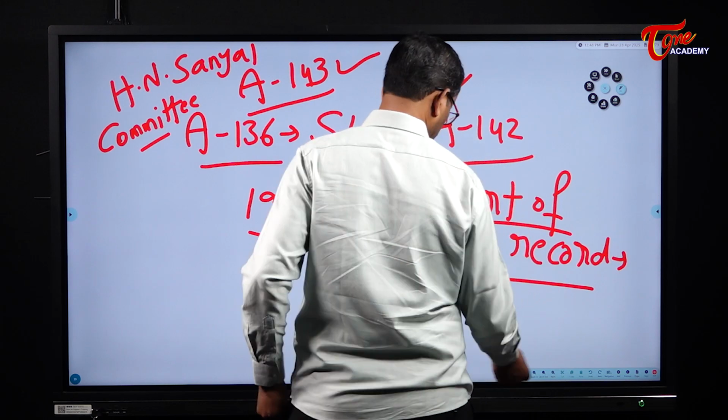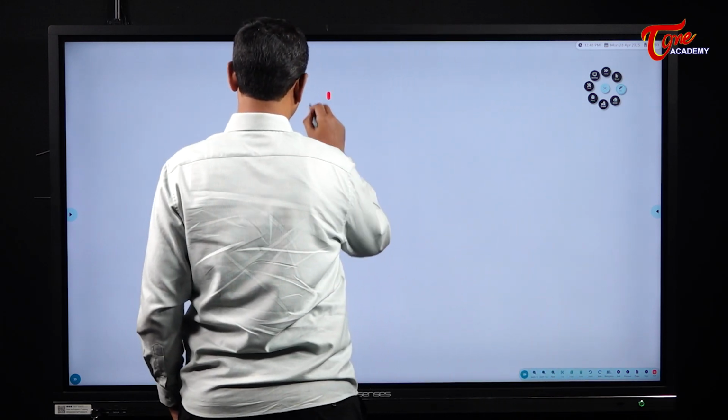The next one is the power of judicial review.